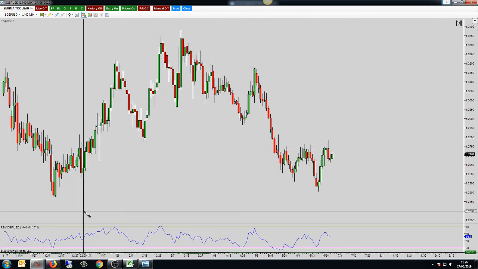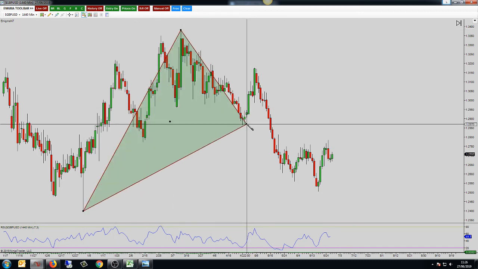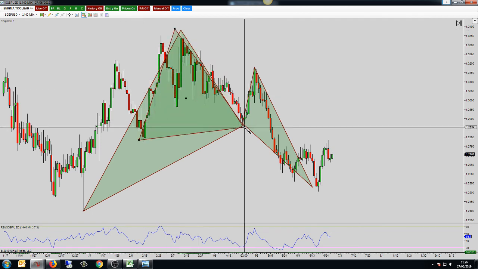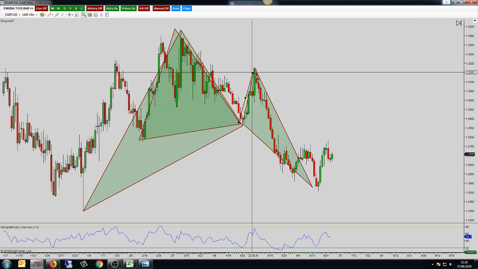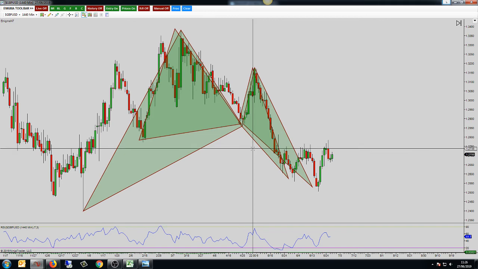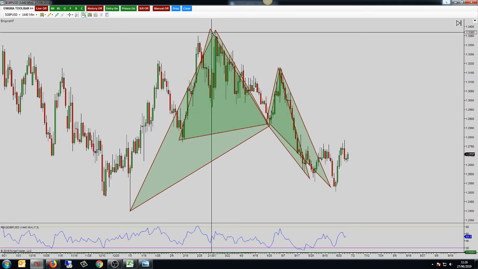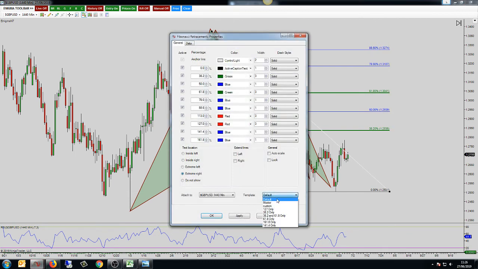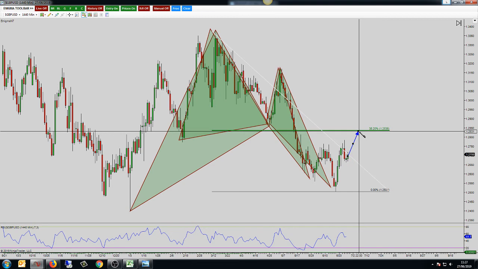So very quickly, because we have run through this a few times, X to A to B, B to C, X to A to B, B to C, CD completion. Two advanced patterns. Targets for both of them are the 382. We have not hit those targets. There is room for this to go higher.